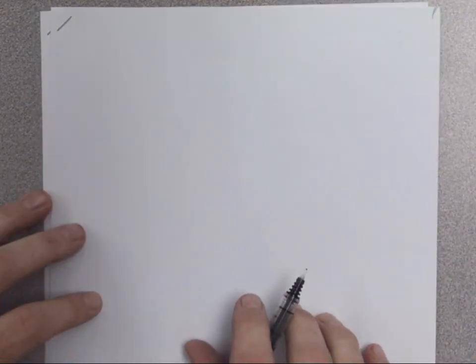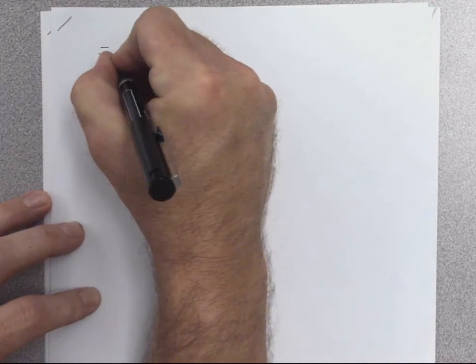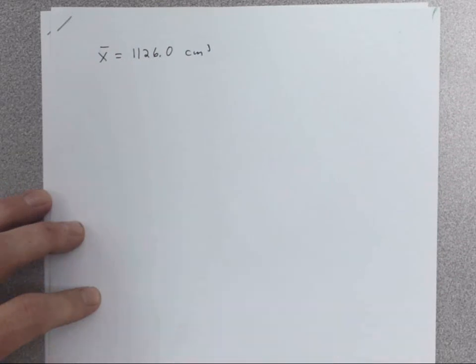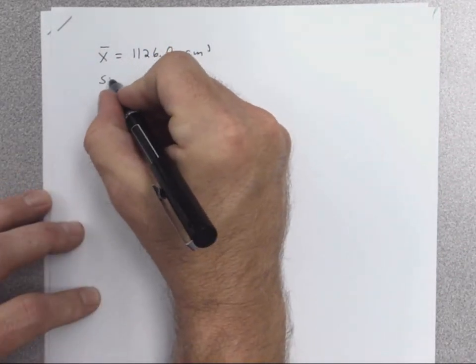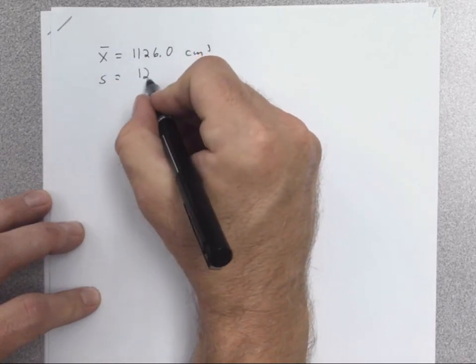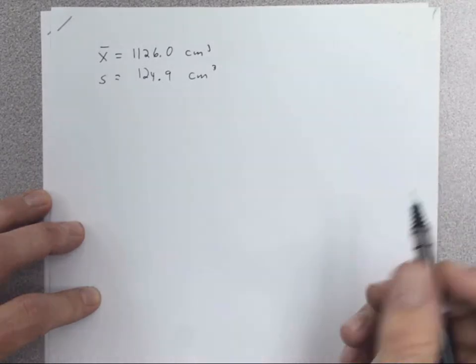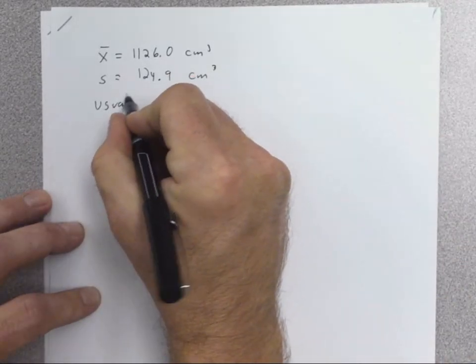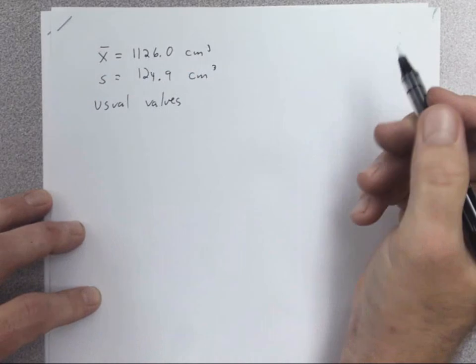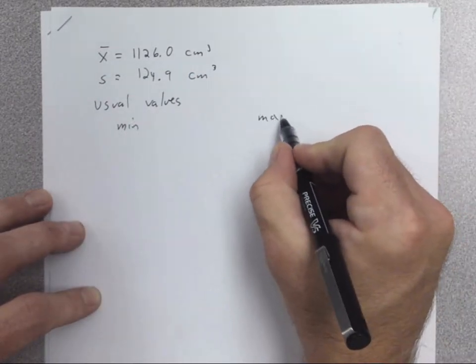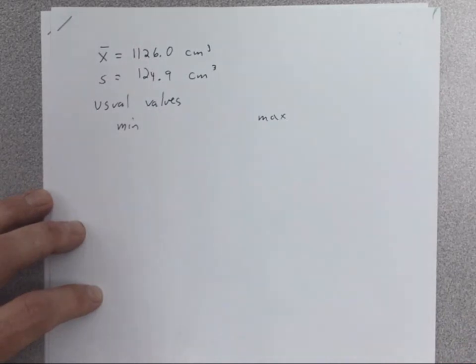So what I know is we have a mean, so x bar is equal to 1126.0 centimeters cubed. I'm just writing the units in there so on a test we don't forget to do that, right? And then I know that the standard deviation, which we call s, is going to be equal to 124.9 centimeters cubed. So we want to find the usual values, basically separating the min and the max. The minimum value and the maximum value are found by using your mean and your standard deviation.